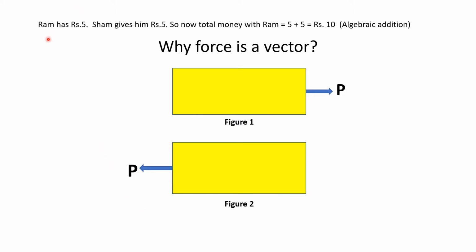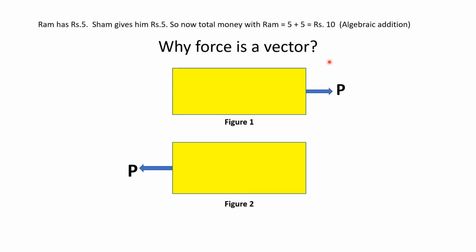Now suppose Ram has 5 rupees with him. Sham gives him another 5 rupees. So the total money with Ram will be 5 plus 5 is equal to rupees 10. This is called algebraic addition, where there is no question of direction. So this is a scalar. And 5 plus 5, 10, this is the only right answer. 9, 11, any other than 10 is a wrong answer.